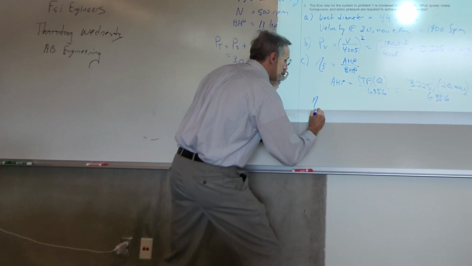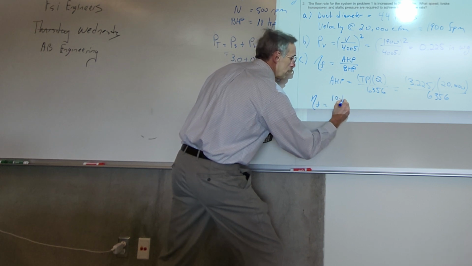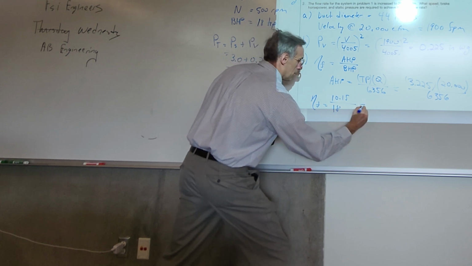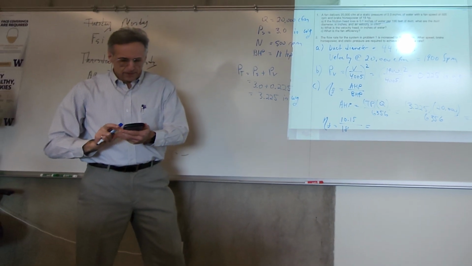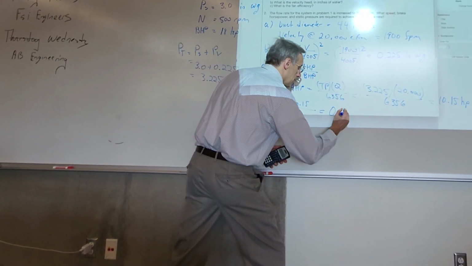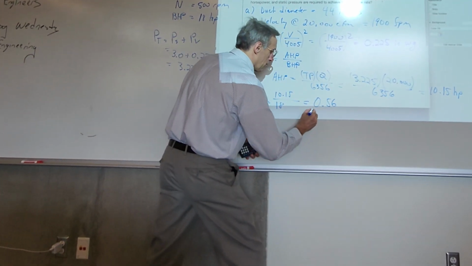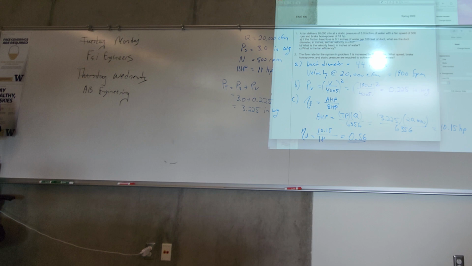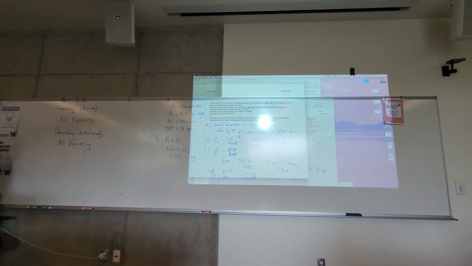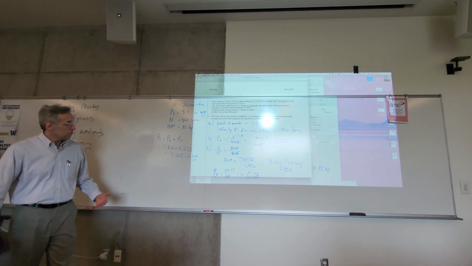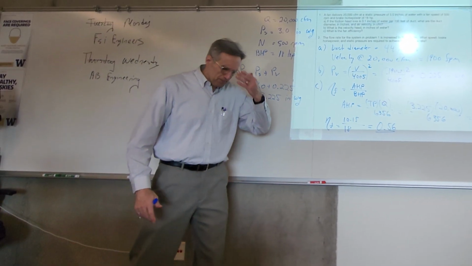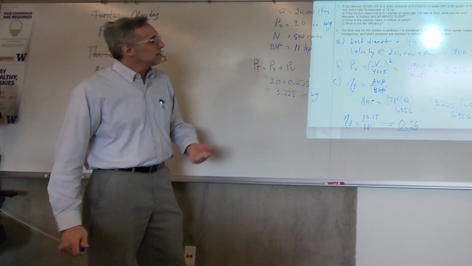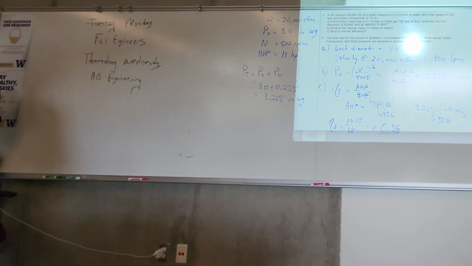So that means our fan efficiency is 10.15 divided by 18, right? Or 0.56 for our fan efficiency. And then a motor is going to be driving the shaft. Motors are typically around 0.9. So if we wanted to find the motor horsepower, the motor efficiency would be 18 divided by 0.9. Roughly.